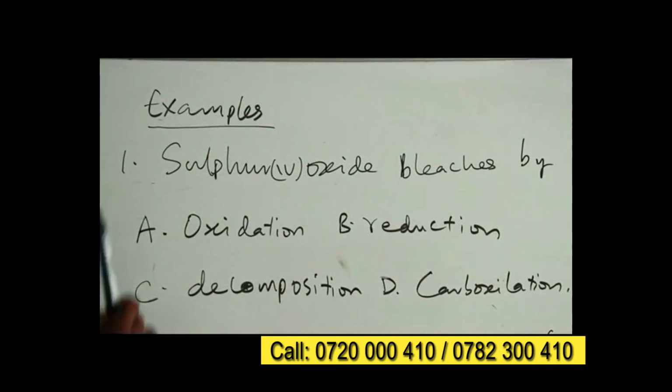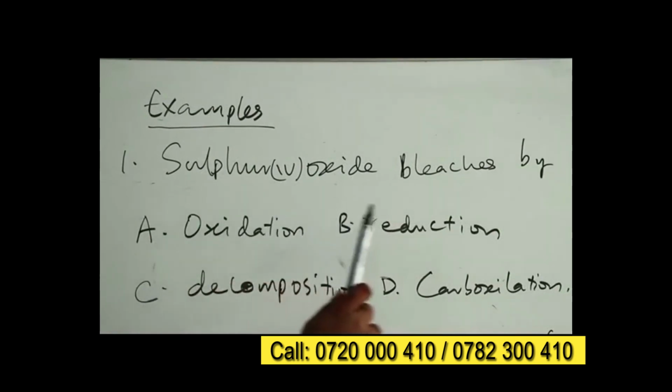Examples. Number 1. Sulfur 4 oxide bleaches by A. Oxidation, B. Reduction, C. Decomposition, D. Carboxylation. The correct answer is option B, because it bleaches by reduction.